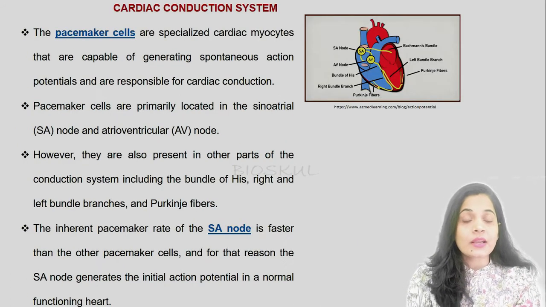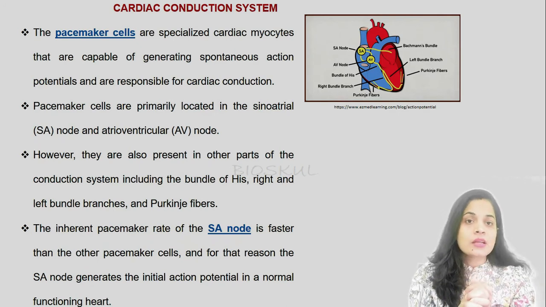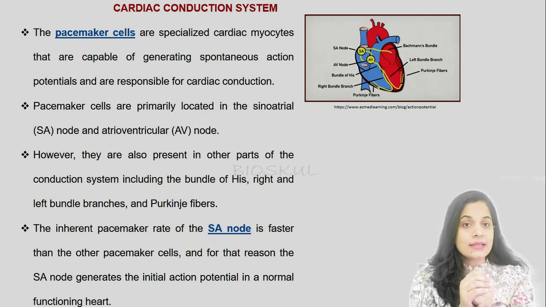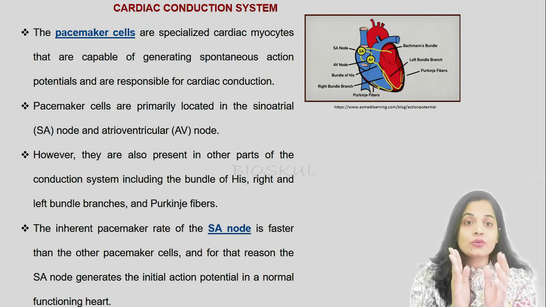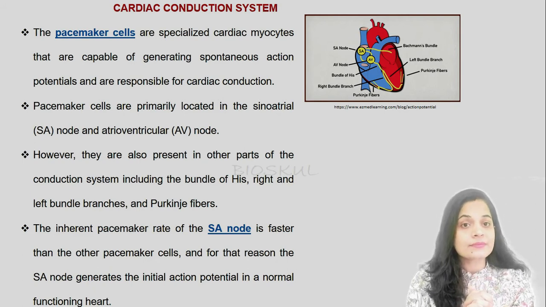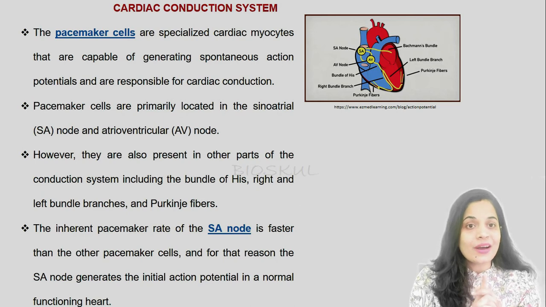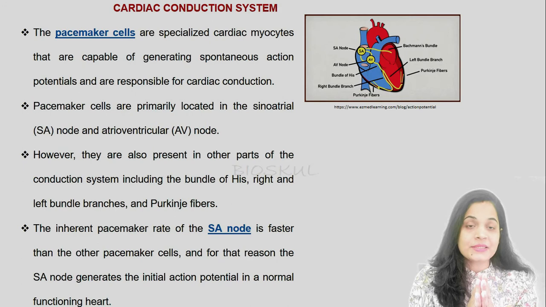So now we'll see how the conduction system works. Before going into that, I would like to ask you a question. You know, there are two types of hearts: one is the neurogenic heart and the other is the myogenic heart. Can you please tell me which type of heart is present in vertebrates? Yes, you are right. In vertebrates, a myogenic heart is present.